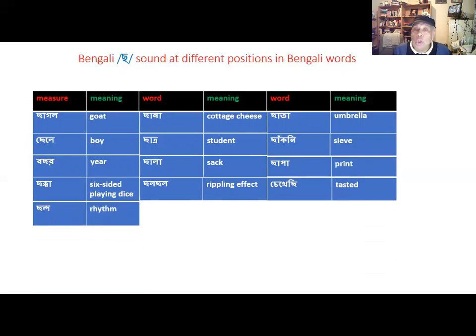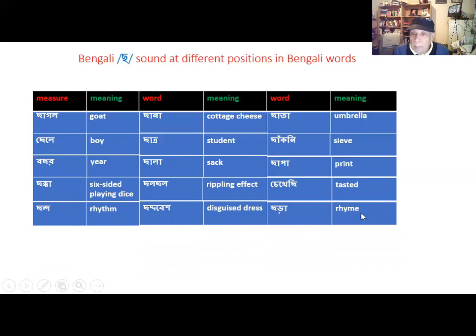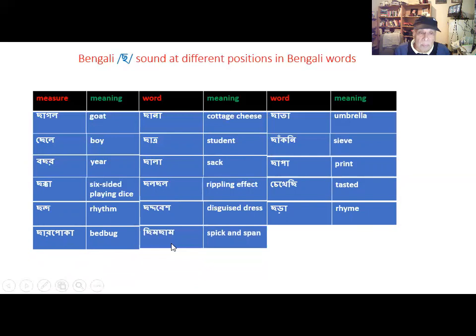Chhondo, rhythm. Chhoddobesh, disguised dress. Chhora means rhyme. Charpoka means bed bug. Chhim chham, spick and span. Machh, fish, not mach. You have to expel a puff of air at the time of pronouncing chha, much, much.